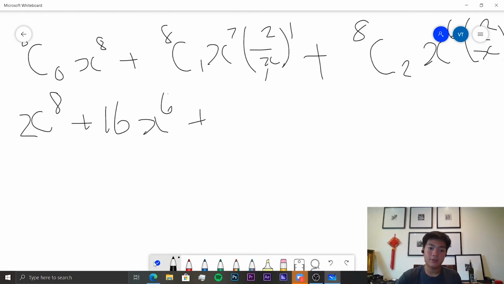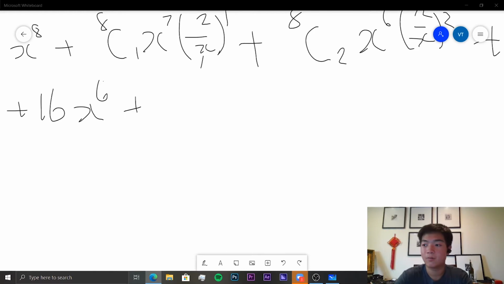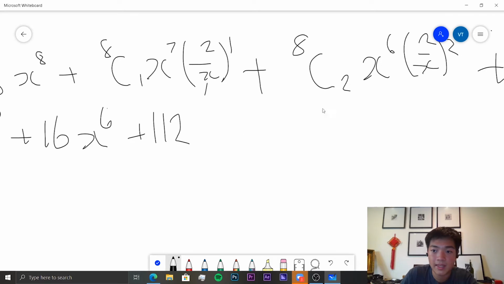Next, we have 8 choose 2, which is 8 times 7 divided by 2. That's 4 times 7, or 28, times x to the 6 times 2 over x. So, sorry, what did I say? 28, and then times 4, since 2 squared. 28 times 4 is equal to 112. And then x to the 6 divided by x squared is x to the 4.